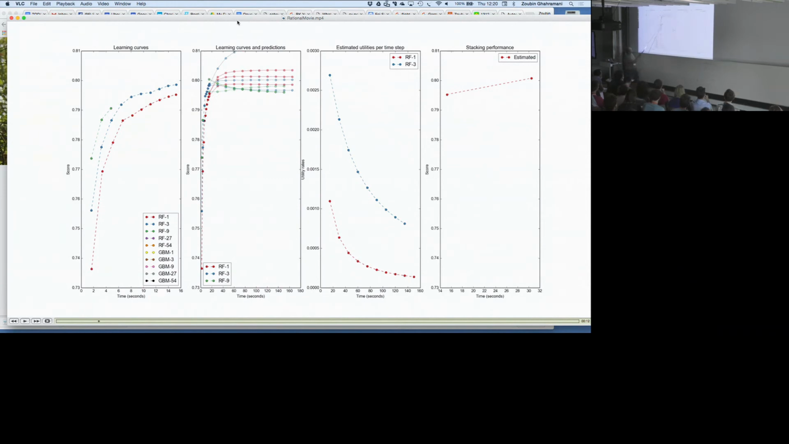Based on those forecasts, we're going to compute this quantity, which is estimated utility per time step. And that is the utility of putting more computation on that particular model. Actually, we're not going to try to choose the winner, just the best of these. We're going to try to build an ensemble based on these models. So the utility is measured in terms of additional utility relative to your existing ensemble. Okay? And that's the performance of the ensemble.